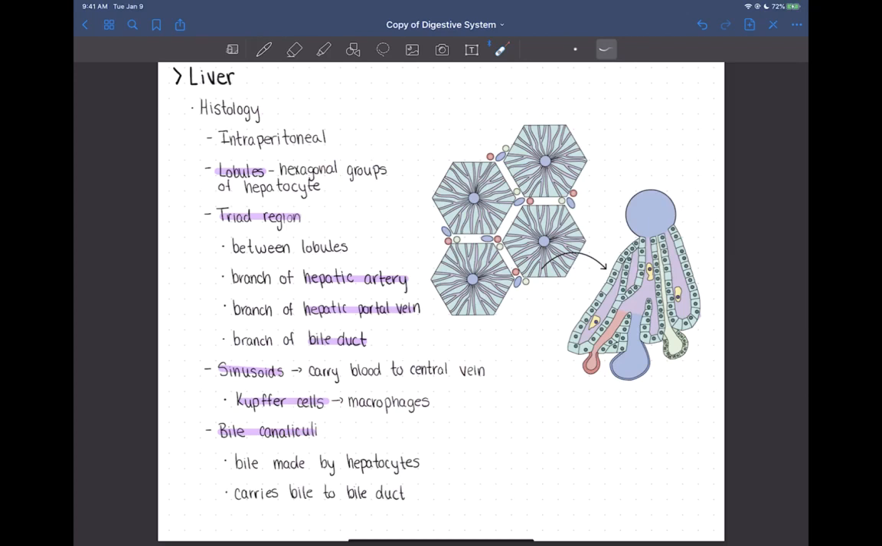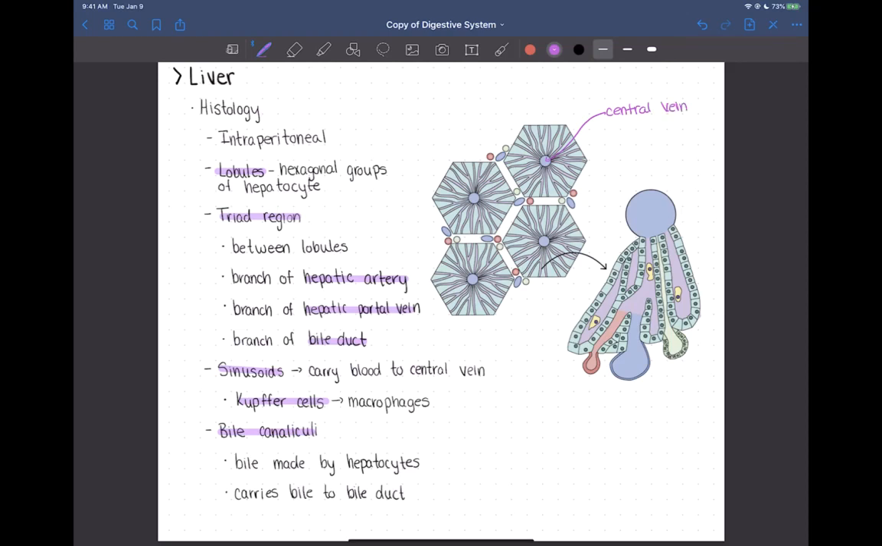All right, and so when we look at the liver on a slide, one, it's intraperitoneal, so it's going to have serosa around it, a serous membrane covering it. And then when you look at a slice of the liver, what you're going to see is it's divided into these lobules, these hexagon-shaped structures here, so that would be one lobule there. And in the middle of each lobule is this kind of circular opening that's called a central vein.